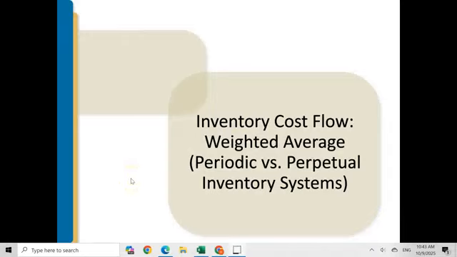Hello. In this video, we'll be discussing the inventory cost flow, specifically the weighted average method, and we will be going over how to do it using the periodic inventory system versus a perpetual inventory system.